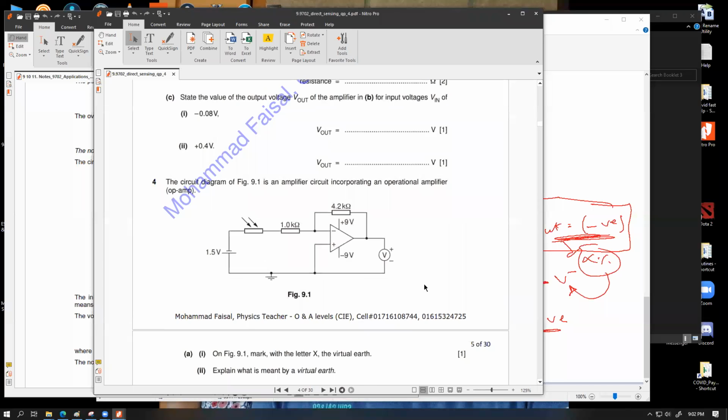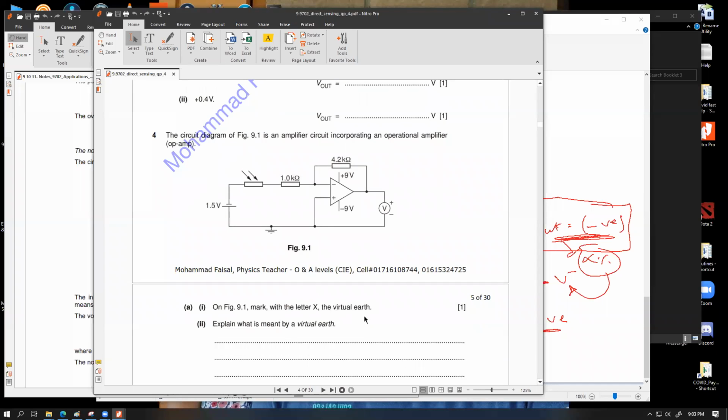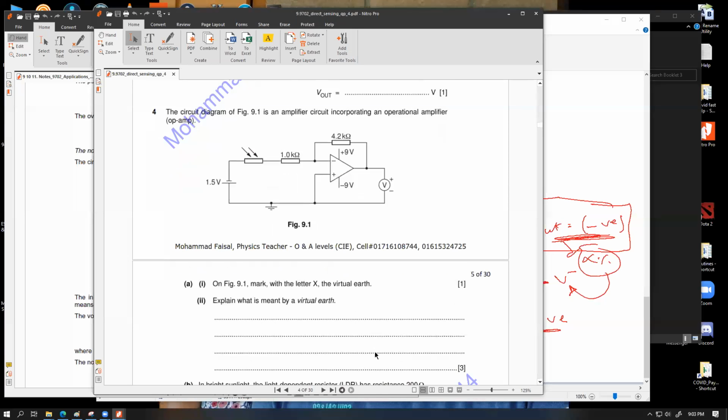So we have this circuit over here, and just by looking at it you should understand this is an inverting amplifier. You can see that the ground is fed to the positive input, the feedback fraction is connected to the V minus, and the input is also connected to the V minus. You can see that the supply voltage is inverted, where the output is plus minus, so they're in opposite polarity. So this is a basic property. We should be able to detect that this is an inverting amplifier circuit. So on figure 9.1, mark with the letter X the virtual earth. So you have to place X over here. What is meant by virtual earth? So you have to give the idea of approximation.